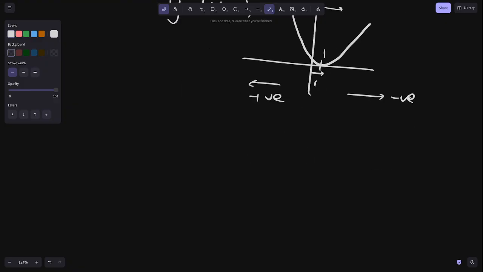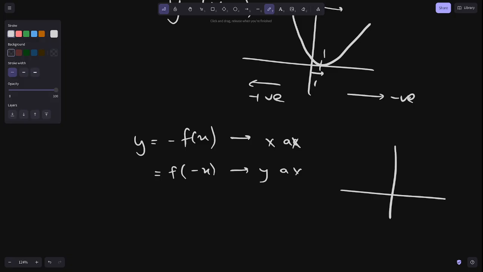Now if I do, let's say, y equal to minus f of x, this will be an x-axis reflection. And if I do f of minus x, this will be a y-axis reflection. So I taught you reflection right now. Let's say I have something like this. If I do f of minus x, every x value will be negated like this. And if I do minus f of x, that means every y value will be negated.